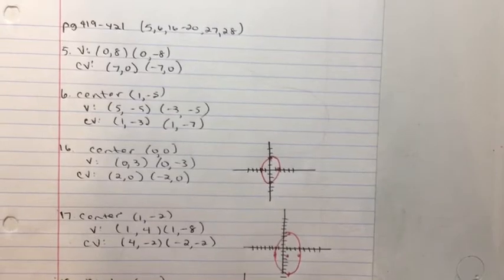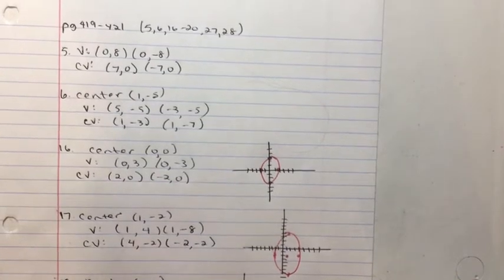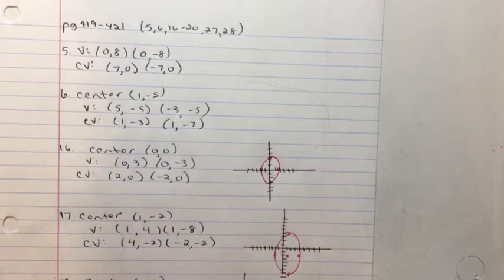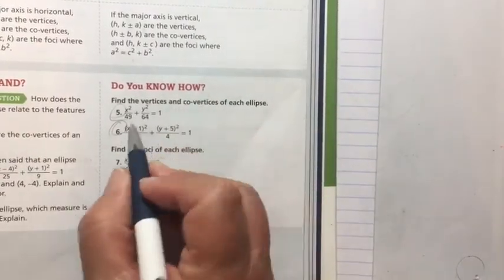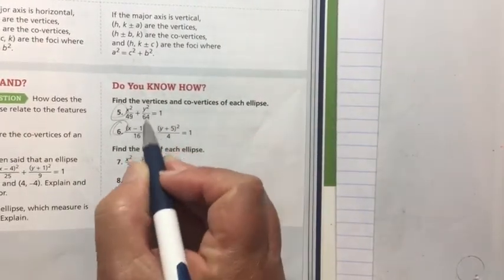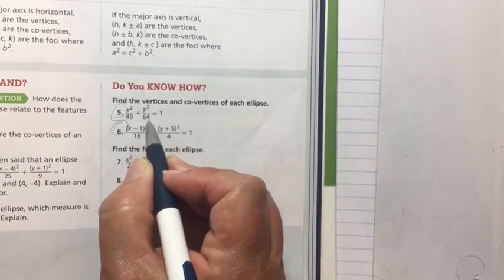Number 6, you need to know the center to answer it. It's 1, -5. Vertices 5, -5 and -3, -5. And the co-vertices 1, -3 and 1, -7. So on 5 and 6, just remember that you can tell which one the vertices is because of the biggest. So like here on the y would be the vertices.